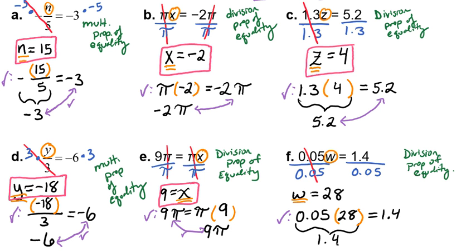Now, if it didn't equal 1.4, then that means I had messed up somewhere, and that 28 might not be my right answer, or that I messed up in my multiplication. But because we see that it did match, we know that we got it correct, and that w equals 28 is our solution. And so that's how you solve one-step equations using multiplication and division.